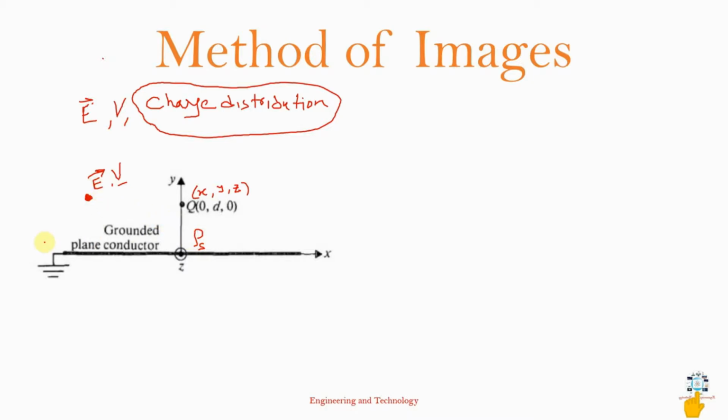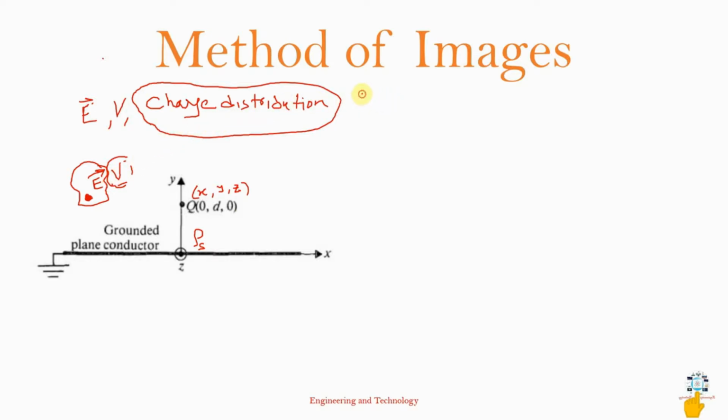So first of all, we need to find out the charge density rho s due to this charge. Then we need to find out the electric potential or electric field intensity here. Finding this charge distribution is a complex problem, because we have to solve some boundary conditions. For that, we have to start by finding the electric potential, because the electric field intensity cannot be calculated directly.